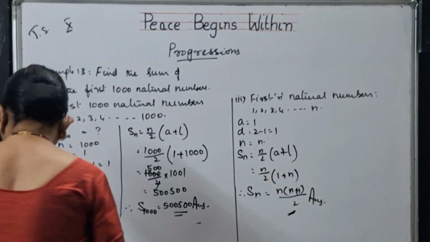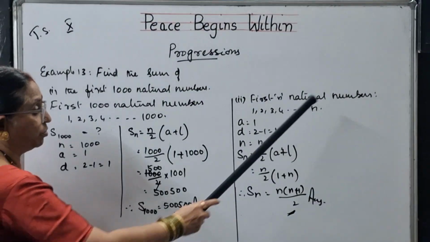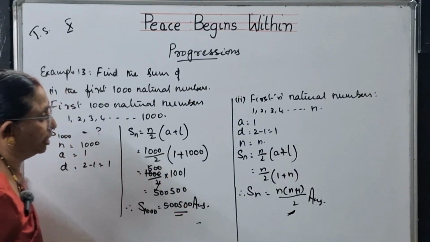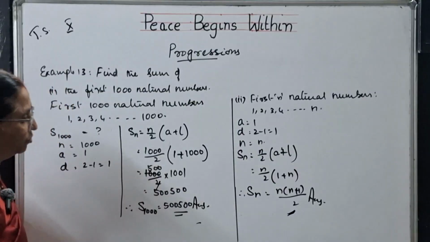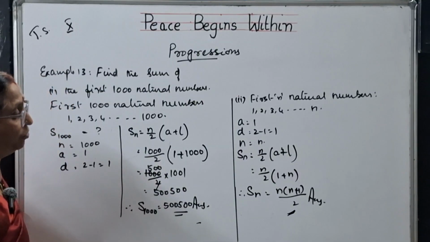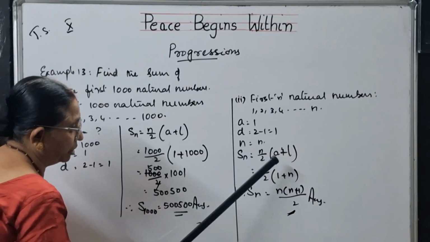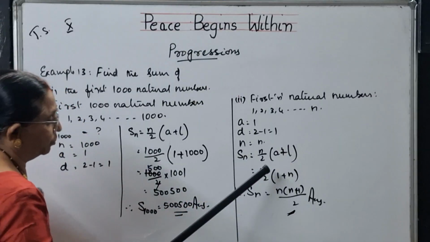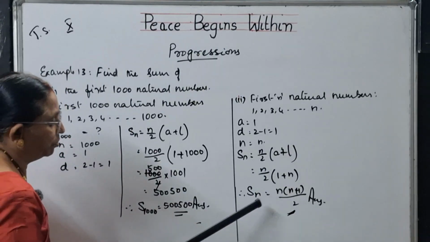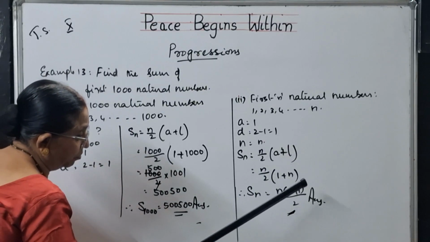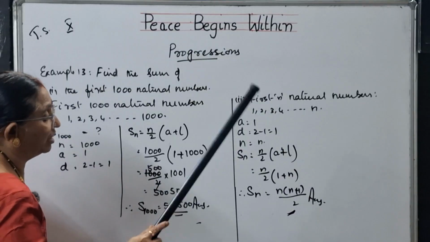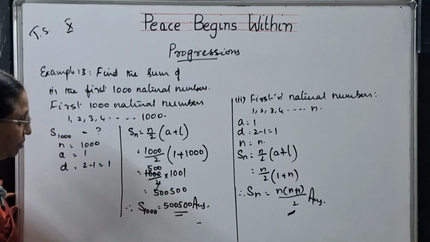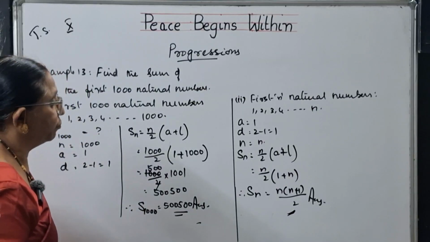So let us see this. Now the problem is the first n natural numbers. So natural numbers 1, 2, 3, 4, and so on up to n. A is 1, d is 2 minus 1, 1. N is n only we have to take. Sum to n terms is n by 2 into a plus l. This is the formula because the last value they have given as n. So n by 2 into 1 plus l. So sum to n terms is n into n plus 1 by 2. So the sum of first n natural numbers formula is n into n plus 1 by 2. This is a very important formula.